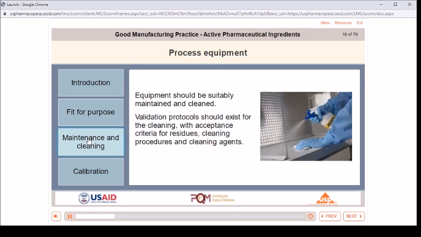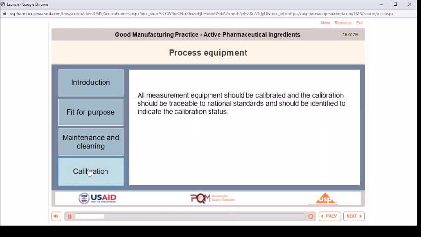Maintenance and cleaning. Equipment should be suitably maintained and cleaned. Validation protocols should exist for the cleaning with acceptance criteria for residues, cleaning procedures, and cleaning agents. Calibration. All measurement equipment should be calibrated, and the calibration should be traceable to national standards and should be identified to indicate the calibration status.